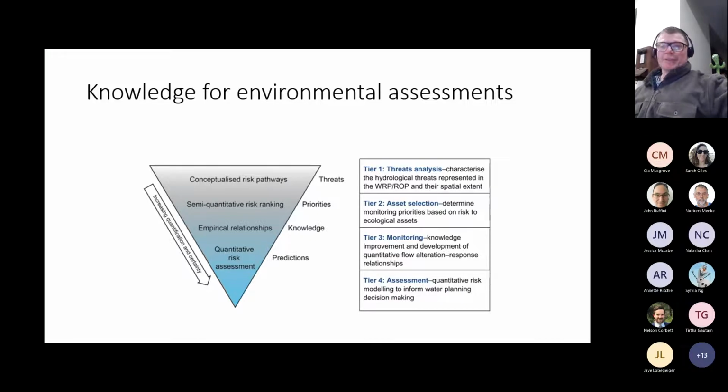And then the final stage is the environmental assessment, which is a quantitative risk modelling approach, and the outcomes of that inform the decisions that the policymakers and the minister make around allocation within plans to generate acceptable levels of risk to the various outcomes of the plan, including to the ecology.